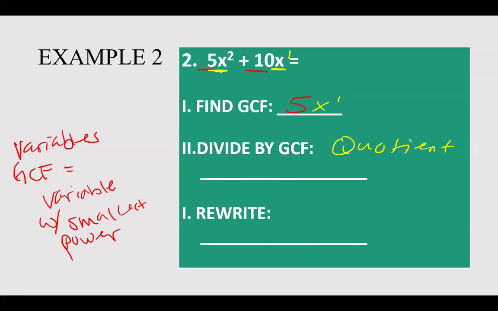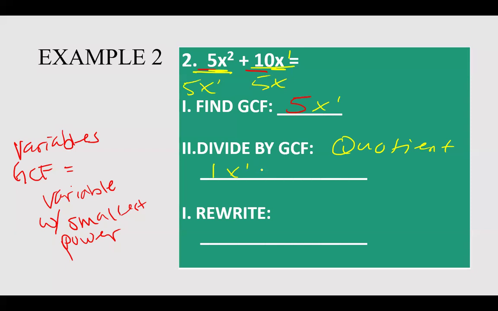Okay. So we're going to divide by 5x, divide by 5x. A lot of times people are doing this part in their head, which is perfectly fine. 5 divided by 5 is 1. X squared divided by x is exponent rules. It's just 1x, right? When you're dividing, that means you're subtracting. 2 minus 1 is 1, correct?